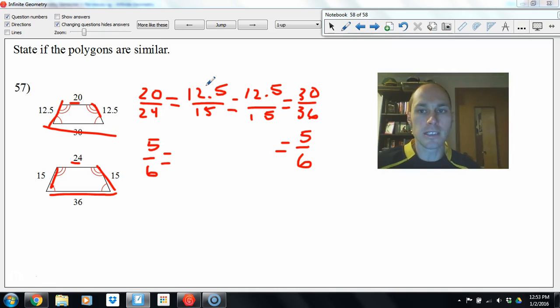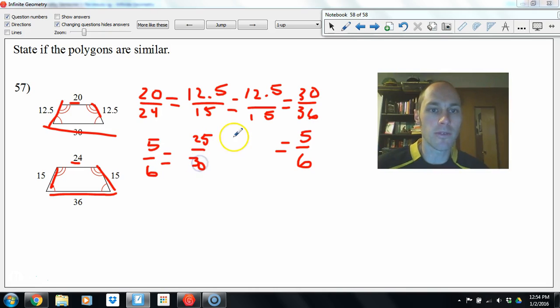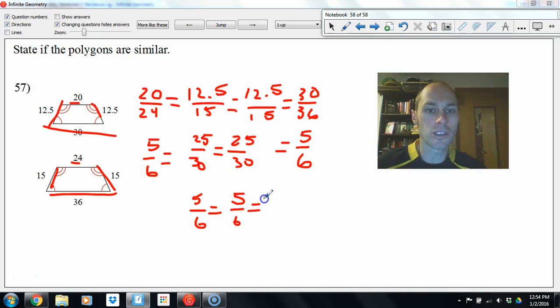Well, I've got this pesky decimal in the numerator, so I can change those by doubling them, so multiplying them both by 2. So 12.5 times 2 is 25. 15 times 2 is 30, so I've got 25 over 30 for both of these. And I see that I can divide these both by 5. 25 divided by 5 is 5. 30 divided by 5 is 6. So they all have a 5 to 6 ratio, so all the sides are proportional, and all the angles are congruent. So yes, polygons are similar.